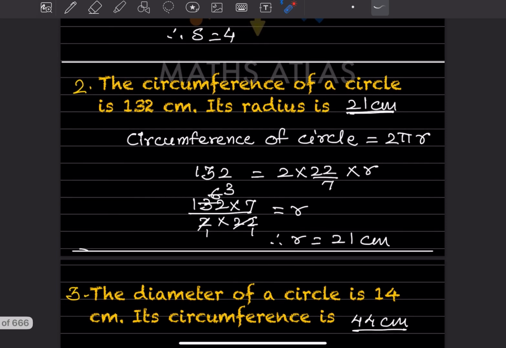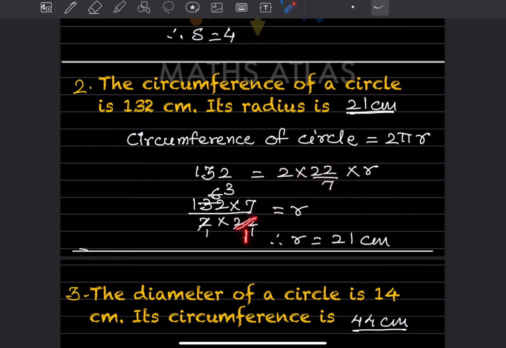The next one: the circumference of a circle is 132 centimeter. You have to find the radius. Here again we have to solve it. The formula for the circumference of a circle is 2 pi r, and the circumference is given as 132. So below this you write 132 equals 2 into either 3.14 or 22 by 7, and you don't know r. Now this is already in the numerator. If this goes here, it goes into the numerator because it is changing the side. And this 2 into 22 will go in the denominator because it is changing the side from the numerator to the denominator. And r stays as it is because it is on the same side.